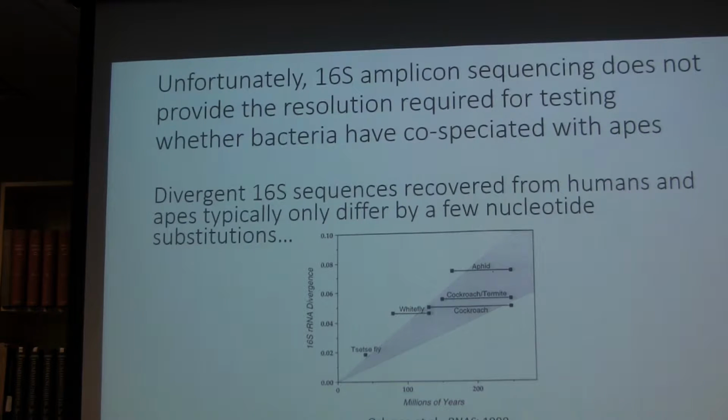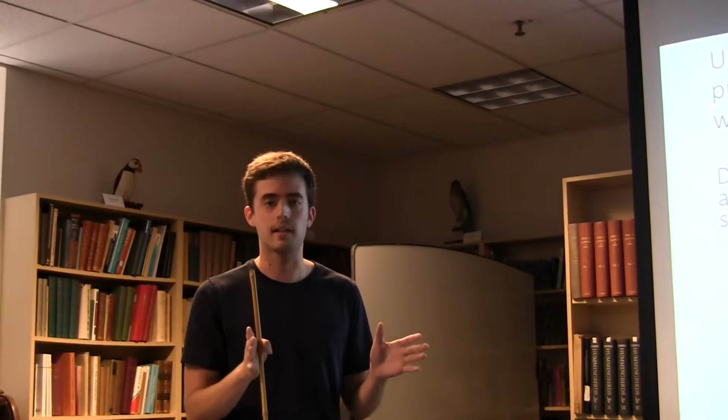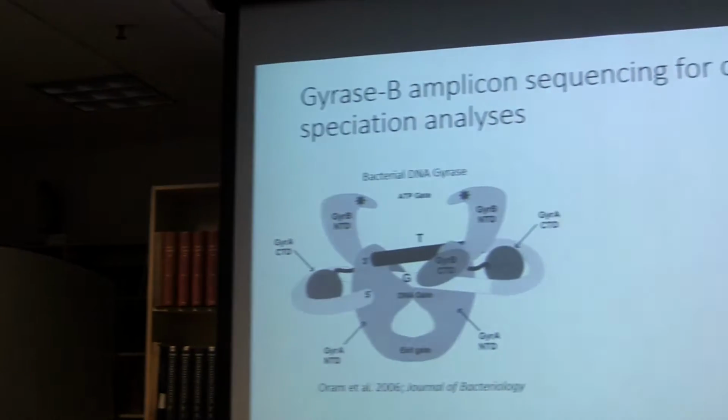So there have been attempts to calibrate the bacterial molecular clock using aphids and other insects that have endosymbiotic bacteria. And estimates from these methods have put the rate of evolution of 16S somewhere around 1% sequence divergence per 50 million years. So it's extremely slow, and if you think gorillas and humans diverged maybe only 18 million years ago, only a few nucleotide substitutions are going to differentiate the 16S sequences recovered from gorillas and humans. And humans and chimps might have 100% identical 16S sequences. So there's really no way to test for co-speciation using 16S.